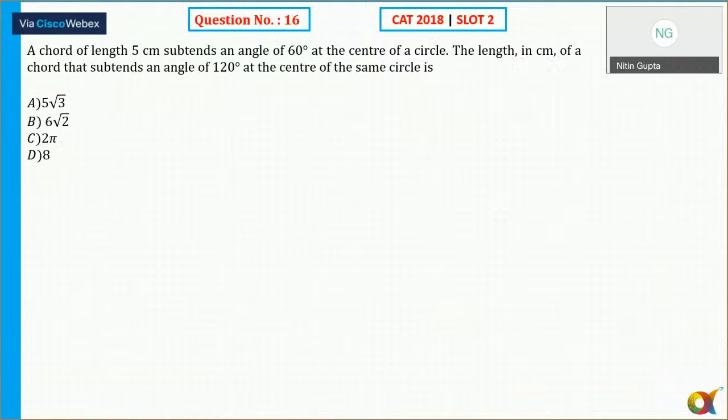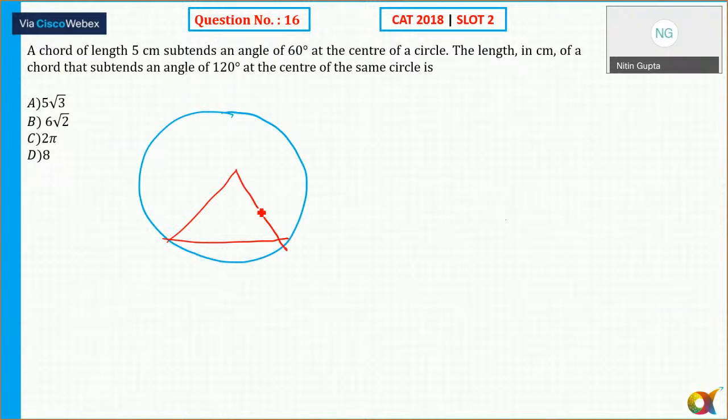Now come to question number 16 here. So 16, let's do question number 16 now. It says a chord of length 5 centimeters subtends an angle of 60 degrees at the center of the circle. So there is a circle, and then there is a chord which subtends an angle of 60 degrees. And we know this is R, this is R.